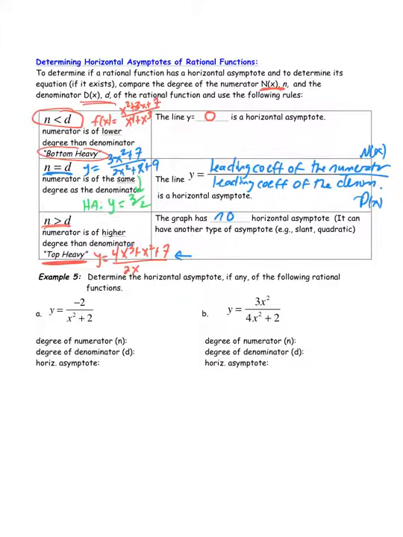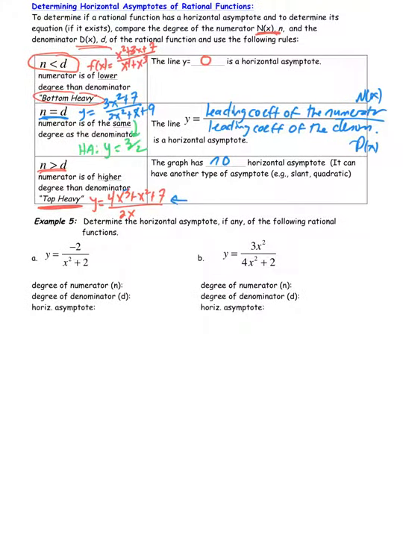Okay, in example 5, we're going to practice finding horizontal asymptotes, doing the analysis required to find a horizontal asymptote. So here we're given a function, y equals negative 2 over x squared plus 2. To determine the horizontal asymptote, we're going to look at the degree of the numerator. In this case, the numerator is negative 2. Its degree is 0, right? Because this is like negative 2x to the 0th. The degree of the denominator is the highest power of x that we have, which is 2. So we have n equals 0 and d equals 2.